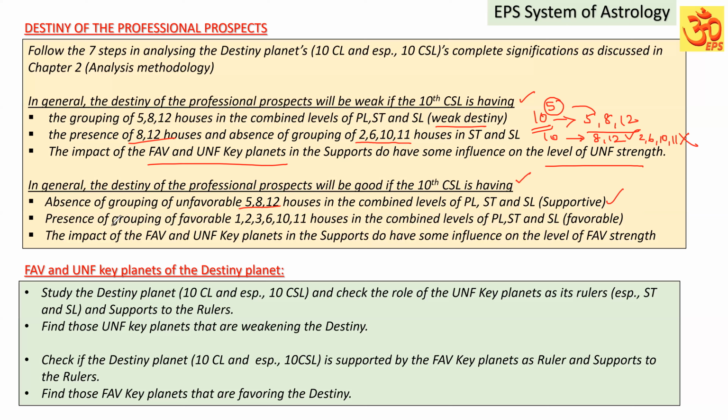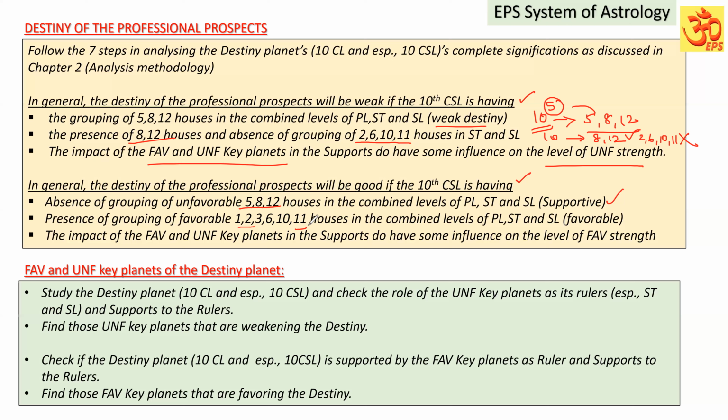In that, presence of grouping of favorable 1, 2, 3, 6, 10, 11 houses. We cannot expect all the houses to be there, but a grouping of favorable houses, especially the 11th house and 1, 2, 3, and 6 and 10, if it is present, is very good. If 11 is present, it is good.